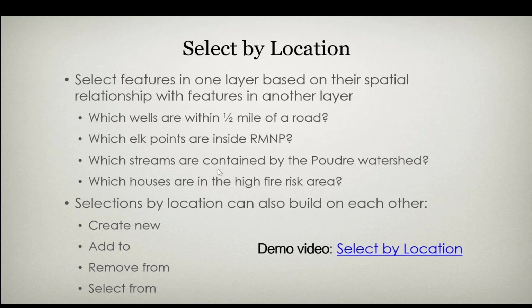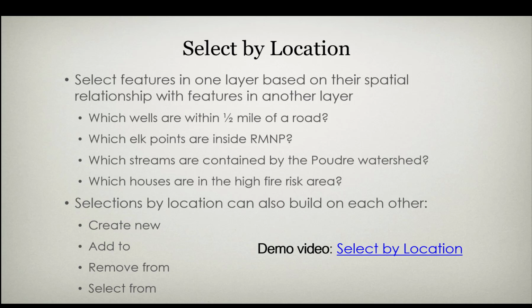So examples of this might be looking for wells that are within a half mile of a road, looking for elk points, like we used those elk points in Lab 6, that are within Rocky Mountain National Park, which streams are contained by a certain watershed, which houses are in a certain fire risk area, which might be a polygon. So select by location is how you can do that. And again, we have this thing called a selection method. So you can create a new selection, add to, remove from, or select a subset of, and you can make selections build on each other.